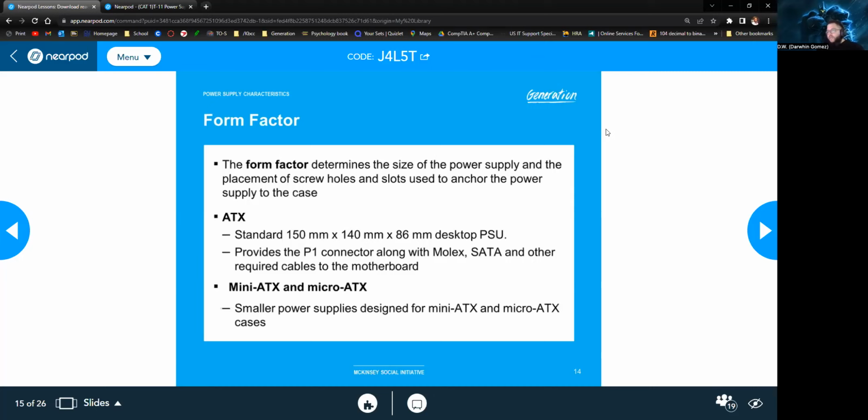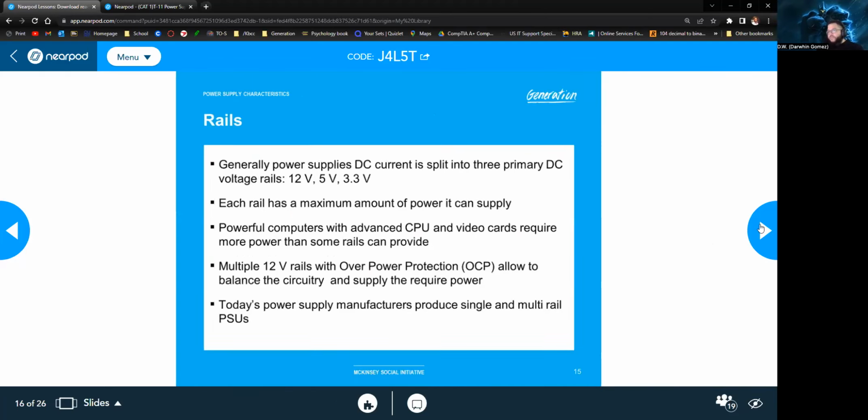You're not required to know the dimensions of the power supplies, but they might ask you what form factor you would use for this build. And you should know you can use the standard, mini ATX, or micro ATX to go along with it. When talking about power supplies, probably the most important thing they're going to ask you about is wattage. All right, we're not at wattage yet.